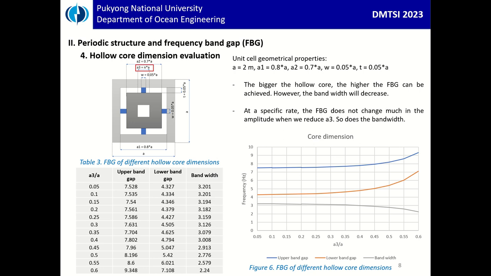The frequency bandgap does not change much in amplitude when we reduce A3, and neither does the bandwidth. For example, when the ratio A3 over A goes from 0.3 to 0.05, we can see the amplitude has not changed much.